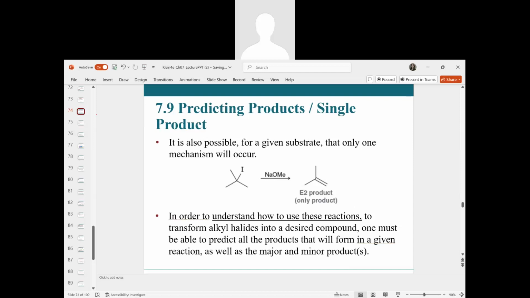So let's look at this substrate here. We have to consider how we would go from this alkyl halide into our desired product. We see that we have this sodium methoxide here, so this will produce an elimination product.